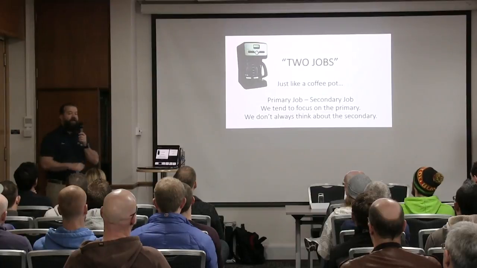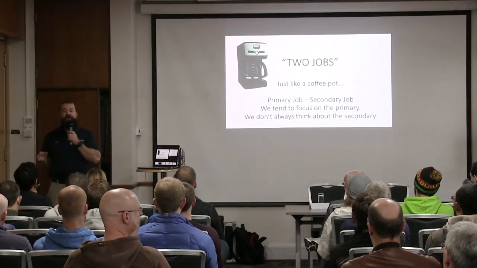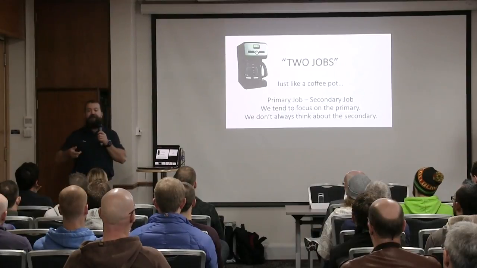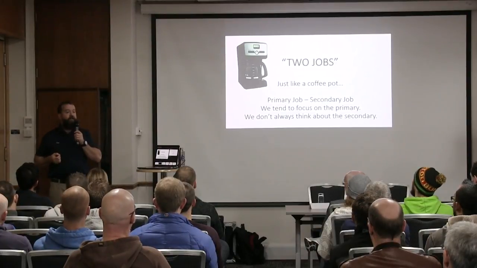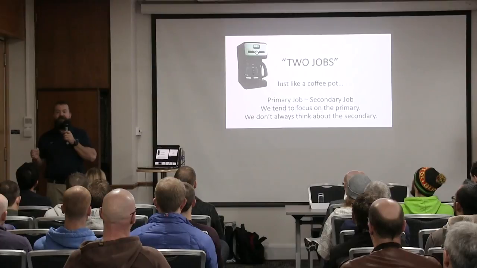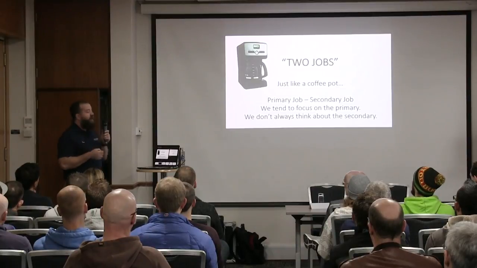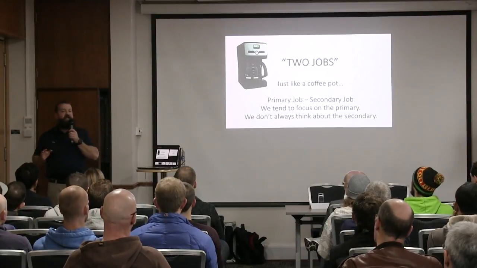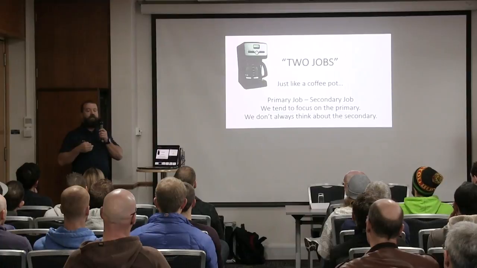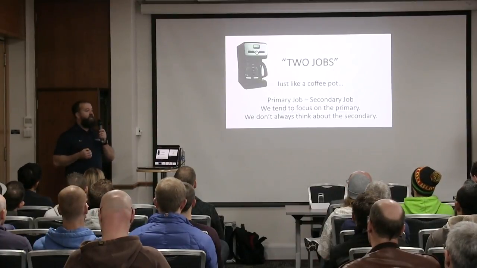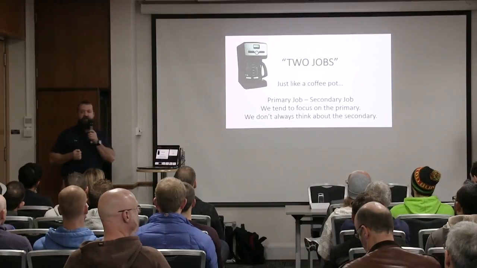To not activate when it's not in a position to need to do so, right? The coffee pot's primary job is to what? Make coffee. But its secondary job is to not burn the house down after it's done making the coffee, to shut itself off, to not activate when it's not required to. So a lot of these AAD activations that we see in the field today are based on a lack of understanding of the secondary job of that AAD not to activate in scenarios that it's not intended to activate in.